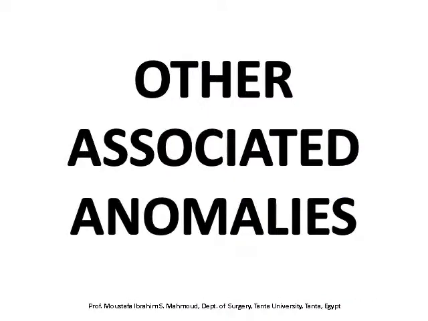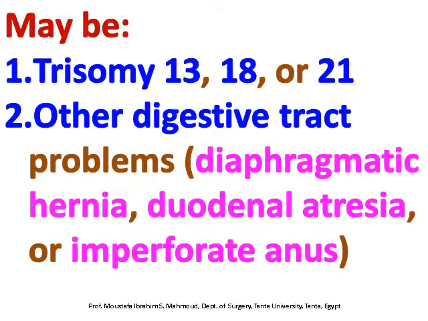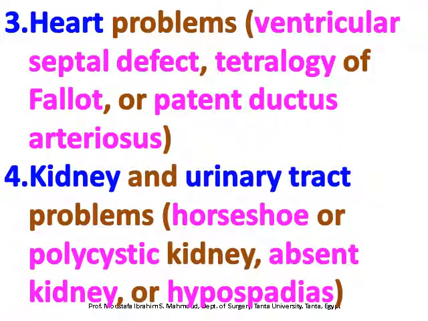Other associated anomalies may be Trisomy 13, 18, or 21, other digestive tract problems, diaphragmatic hernia, duodenal atresia, or imperforate anus. Heart problems: ventricular septal defect, tetralogy of Fallot, or patent ductus arteriosus.